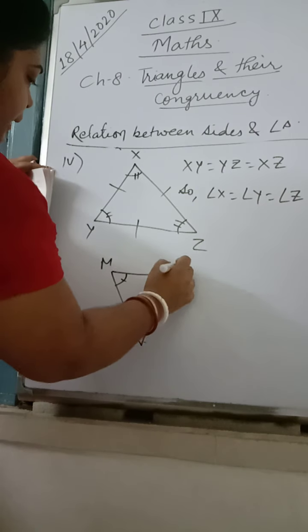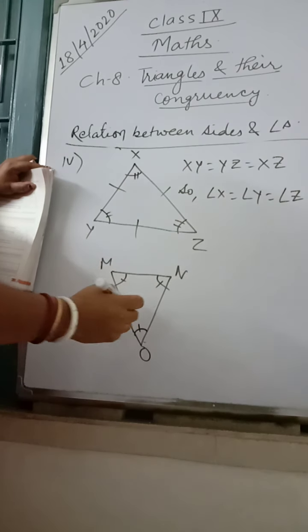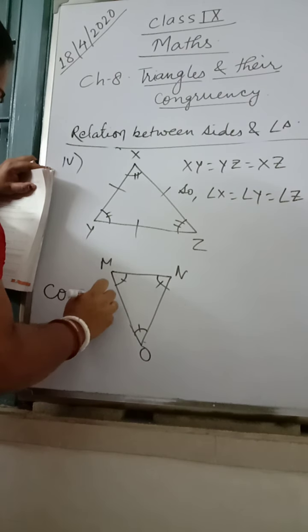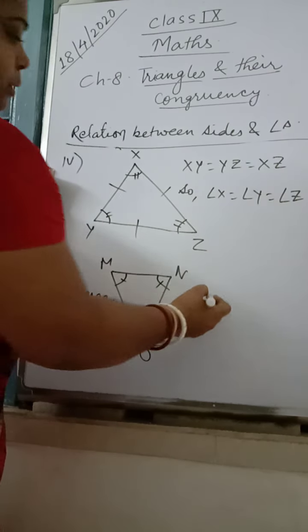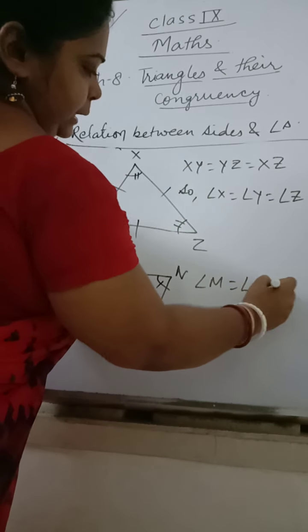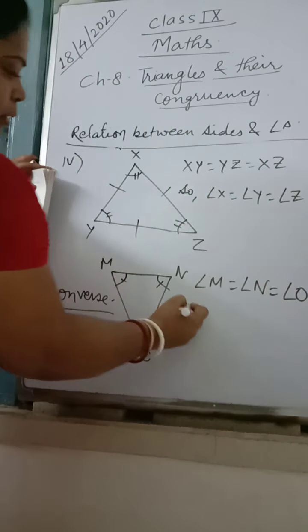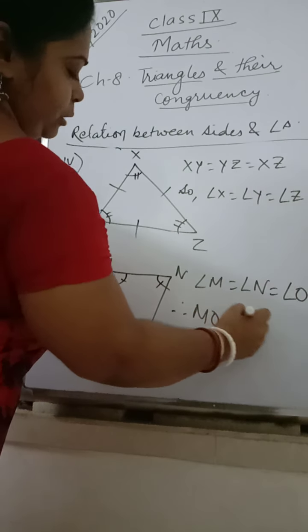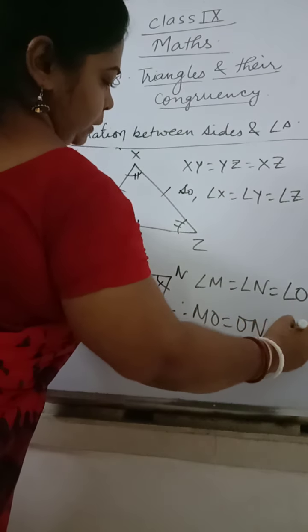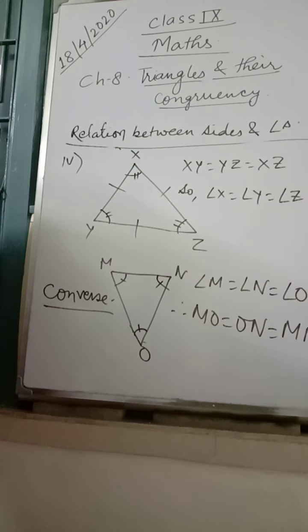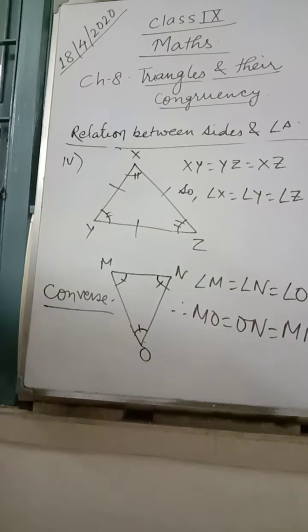M, N and O, this is the converse. In number 3 also we had a converse, meaning just the opposite. If we have angle M equal to angle N equal to angle O, therefore MO will be equal to ON will be equal to MN. These are the 4 relations we have between the sides and angles.